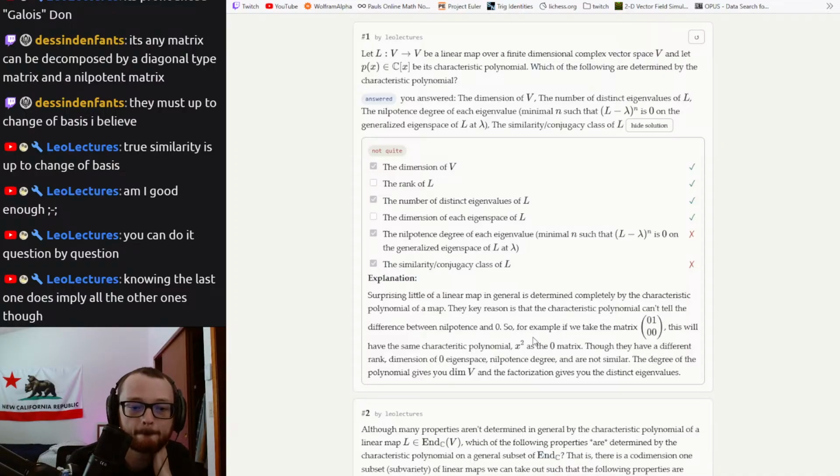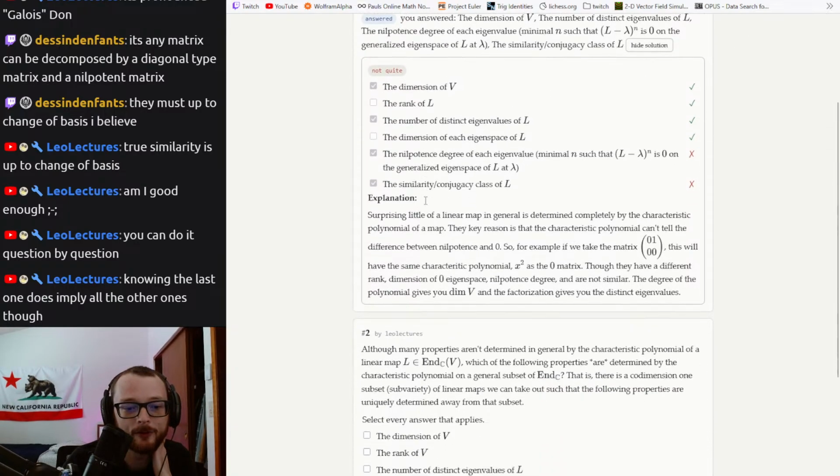Hmm. The degree of the polynomial gives you the dimension, the factorization gives you distinct eigenvalues. Knowing the last one does imply all the others, though. Fair enough. Okay. Let's look at number 2.